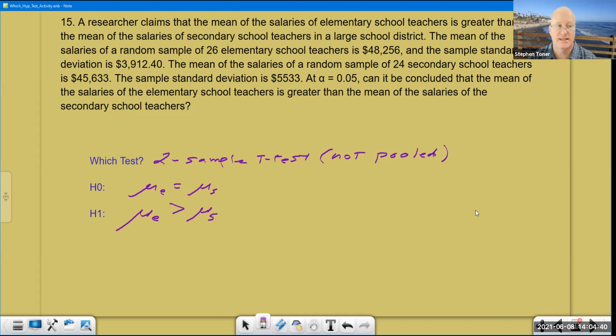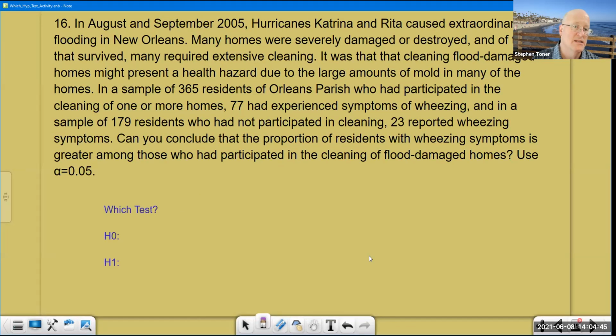Moving on to 16 out of 17. In August and September 2005, Hurricanes Katrina and Rita caused extraordinary flooding in New Orleans. That was just information. You don't need the data or anything. Many homes were severely damaged or destroyed, and of those that survived, many required extensive cleaning. Still, nothing that we're going to be able to act upon for our problem. It's just giving us background information.